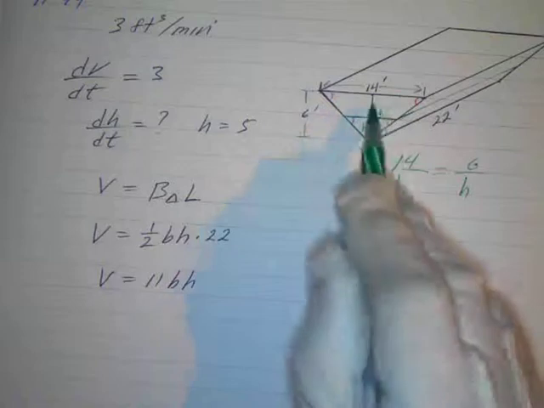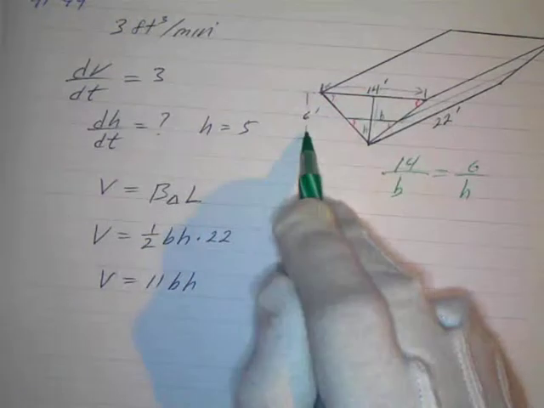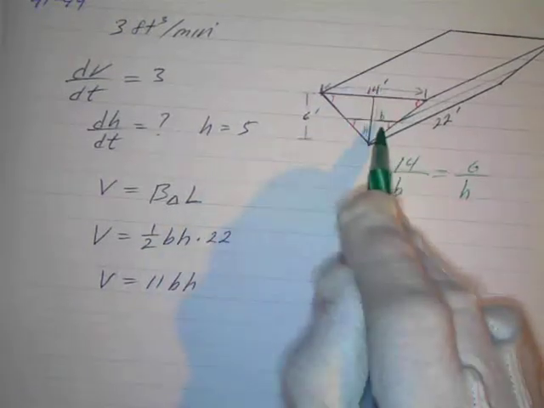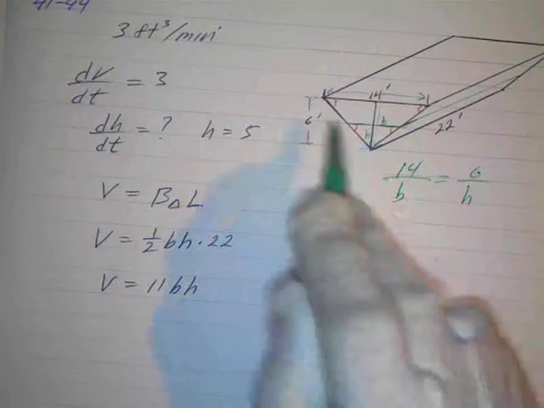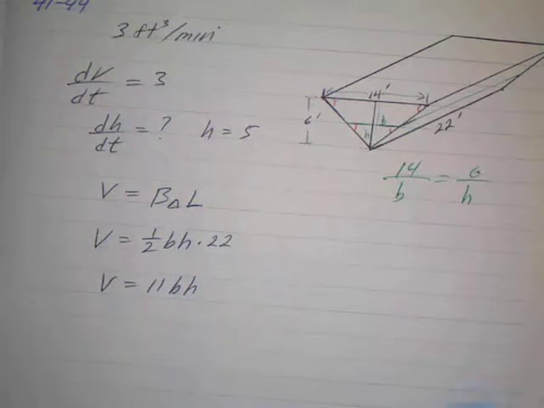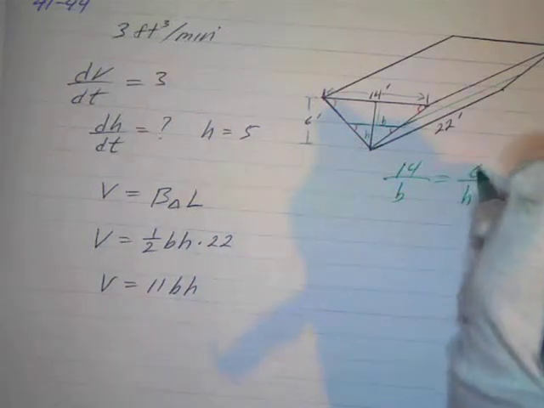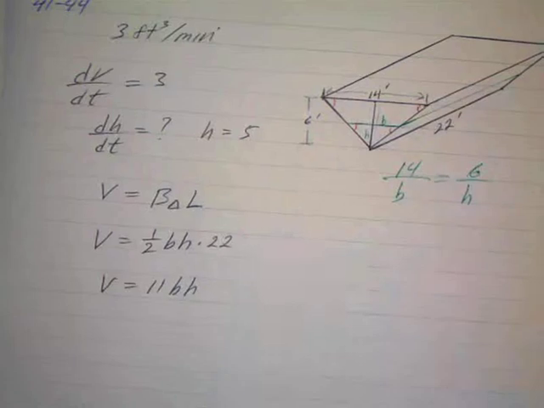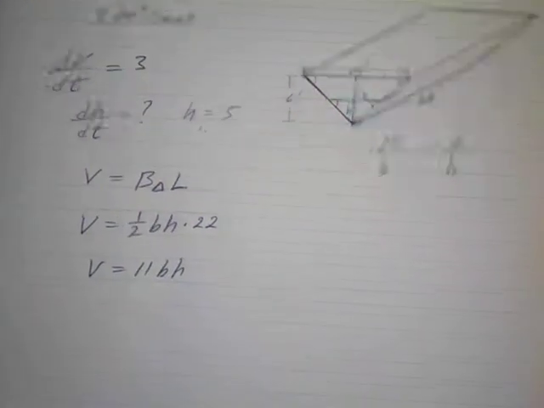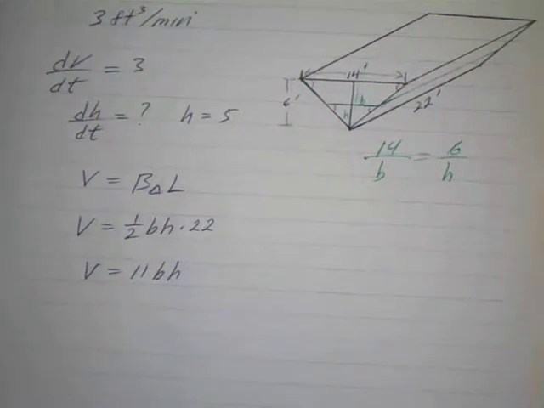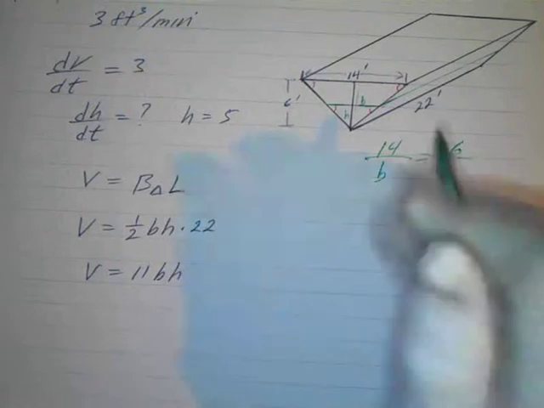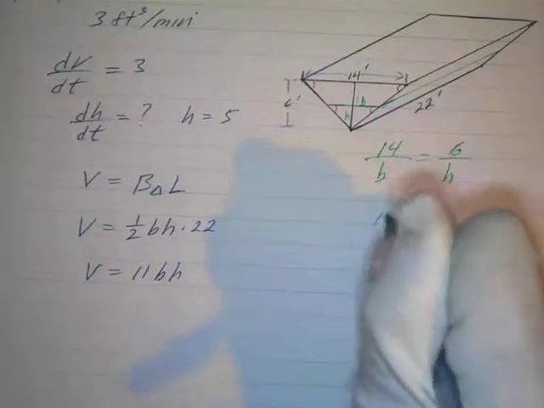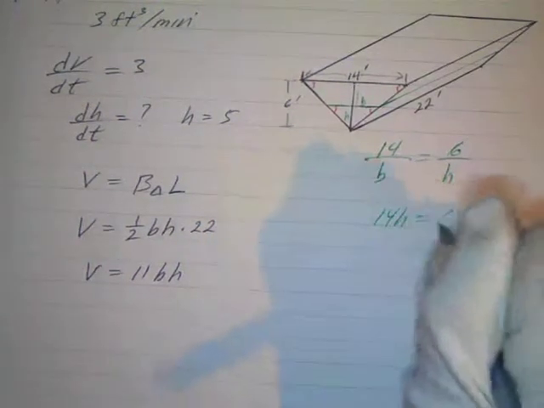So like I said, this ratio would be 14 to 6, or 14 to base, 6 to height. It would be the same thing. We'd have the same ratios for the perimeters also. Any linear measurements have the same ratios. So we can accept that. And then we just cross multiply, so we got 14H equals 6 times B.